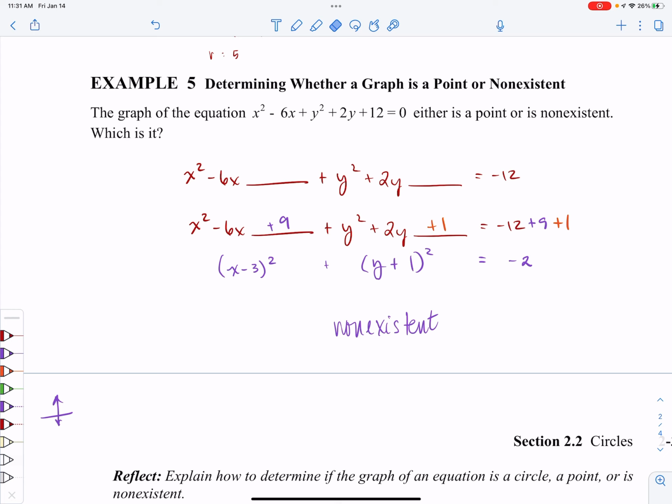And you say, well, what would cause it to be a point? If it were a point, let me adjust this question for just a moment. If this said equal to 0, then we would have our center, which would be at (3, negative 1), but then we would have no radius. So we would not be moving to the right, to the left, up, or down. And so this would be the occasion where my graph is just simply a coordinate or a point.